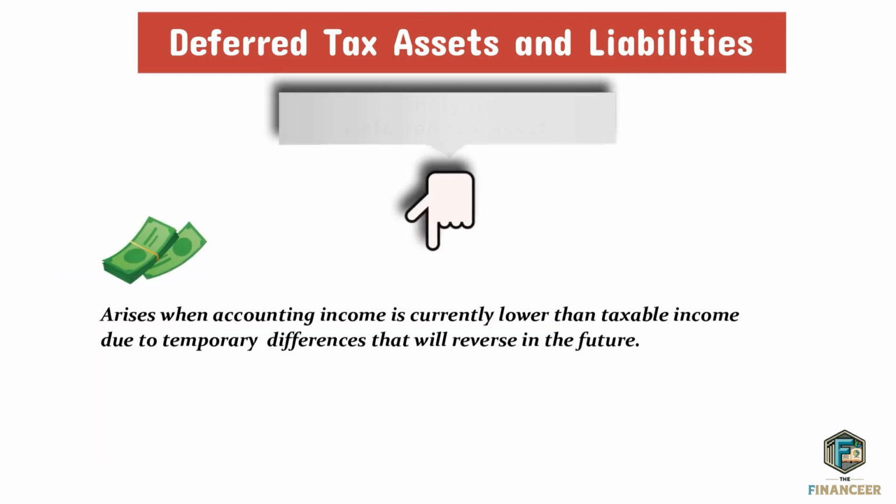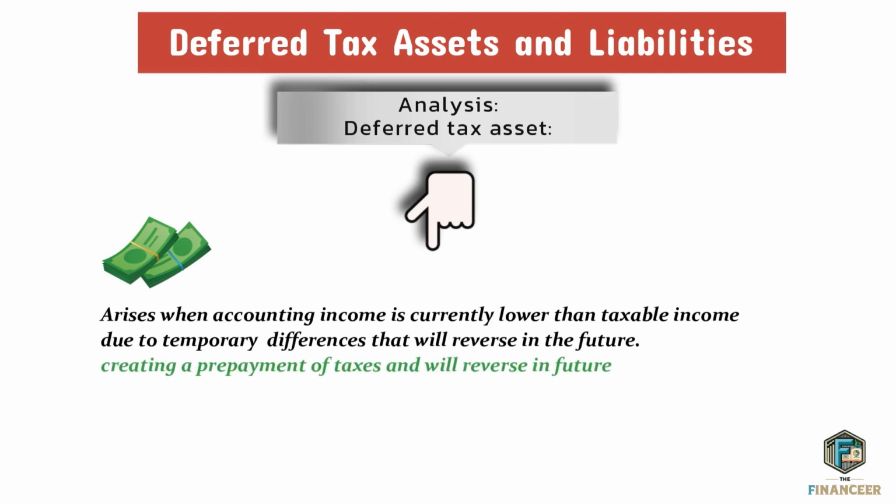Now let's analyze the deferred tax assets. Deferred tax assets, as we explained before, arise when accounting income is currently lower than taxable income due to temporary differences that will reverse in the future. When they reverse, accounting income will be more than the taxable income, so the company has to pay more tax in the current period than it has recognized for accounting purposes, which creates a prepayment of taxes. This will reverse in the future, and the company will pay less tax in future. That's why it creates a deductible tax amount.